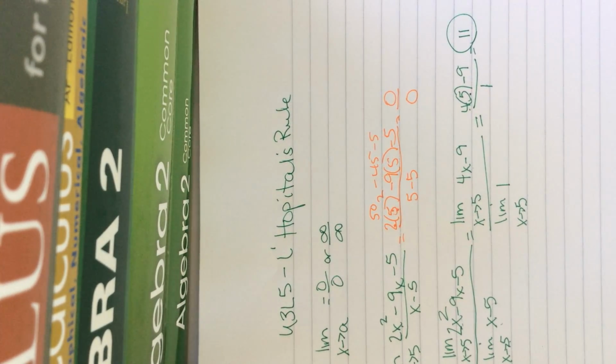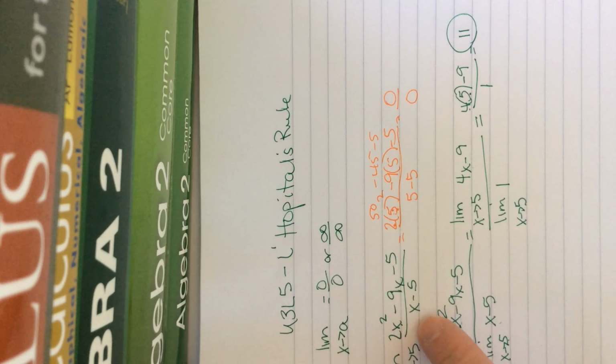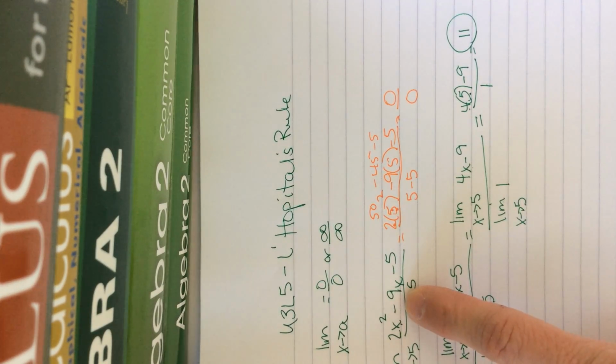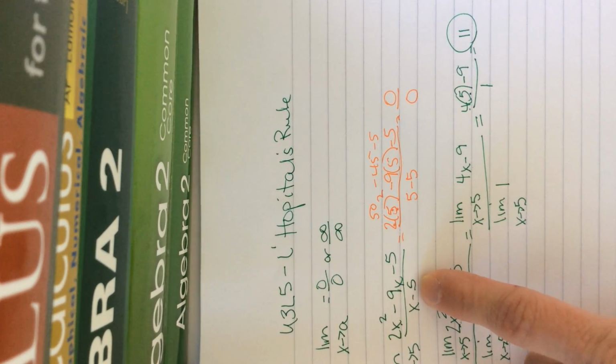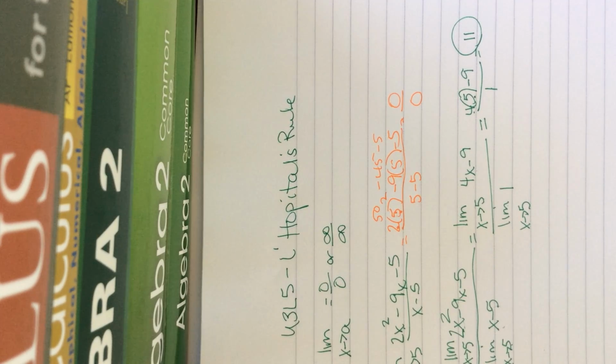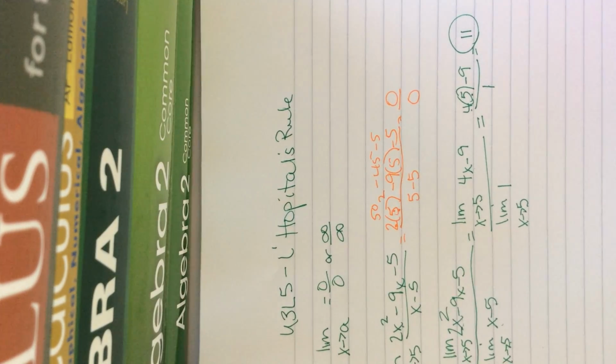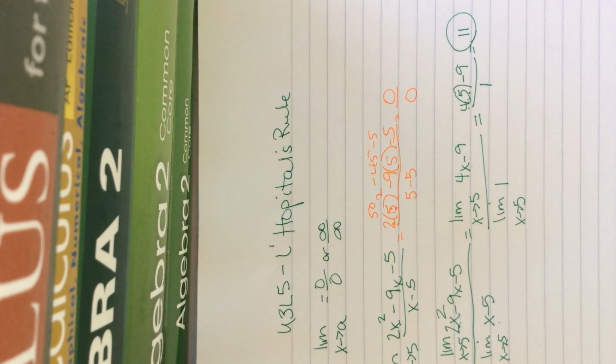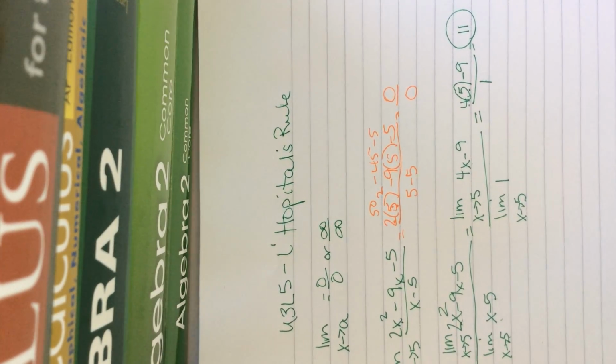So here's another way that derivatives can be used to evaluate a limit. And so this is useful when you have a rational function like we have here. Find the derivative of the numerator, find the derivative of the denominator, and then substitute. Okay? Okay, so that was our first example. Let's move on to our next example.